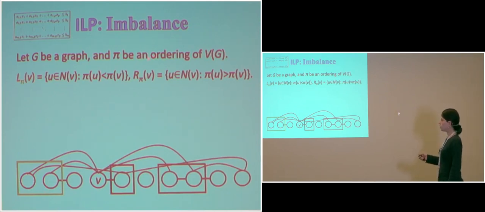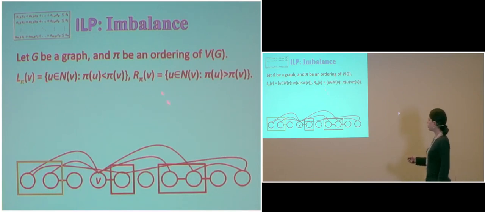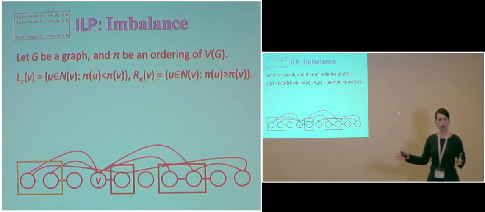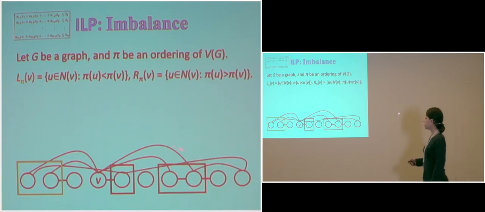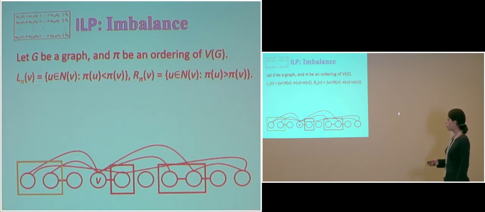And R pi V is symmetric. Now we are looking at the right, at all of the neighbors of V that appear after it, all of the neighbors of V that appear to the right of V. So this is L pi V and this is R pi V. Good, so in this example we can see that this is a neighbor of V to the right, these two are also neighbors of V to the right, so this here is R pi V.